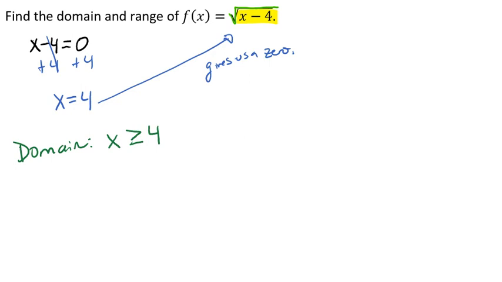Now for our range, because the value of a radical expression is never negative, the range, or the outputs you're allowed to have, or the y values of a graph, is going to be the set of all non-negative real numbers.